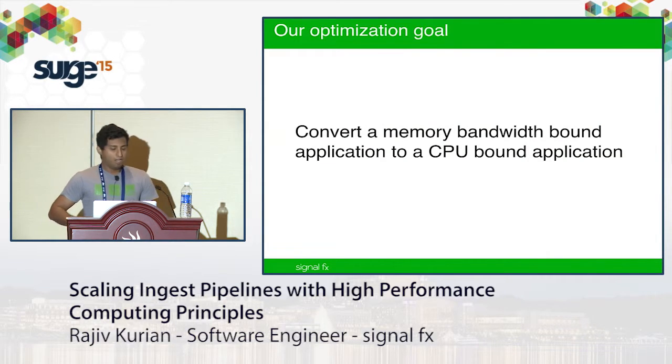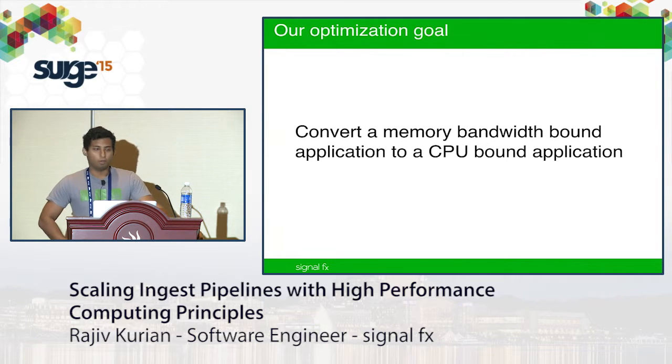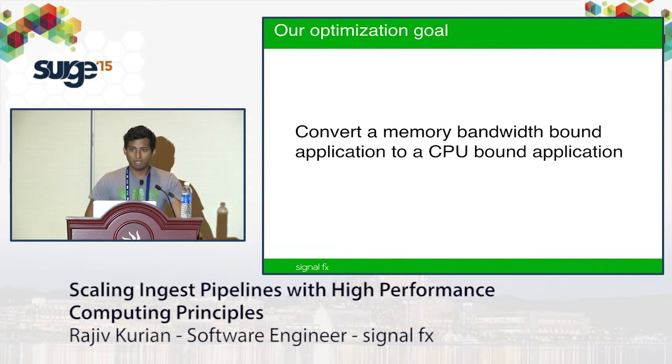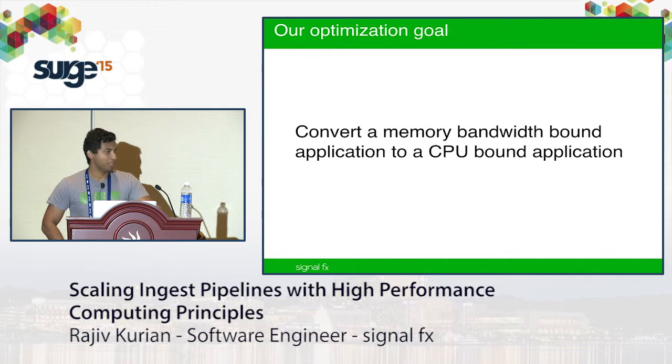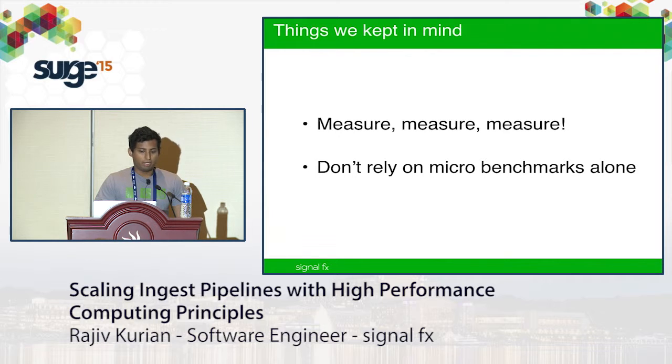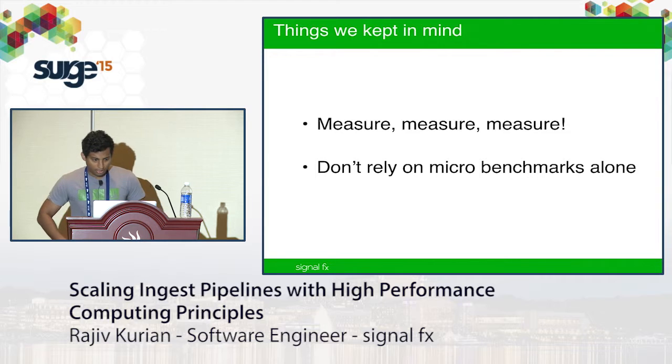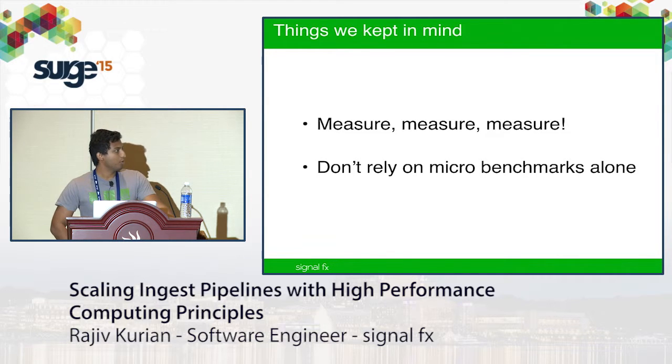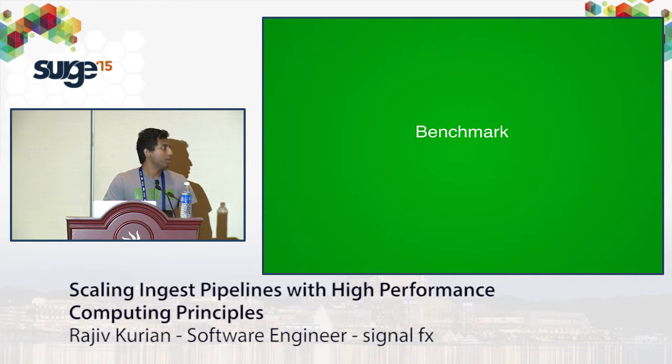All right. So knowing what we know about hardware, our goal, as it should be for most applications, is to convert a memory bandwidth-bound application to a CPU-bound application, because our processors are just so fast, we just can't keep up. Things we kept in mind when we went on this exercise: we always measured. And also, we didn't rely on micro benchmarks. We tried to measure our own application. That's the best way to see progress as you're making changes. And we talked about how micro benchmarks are evil.